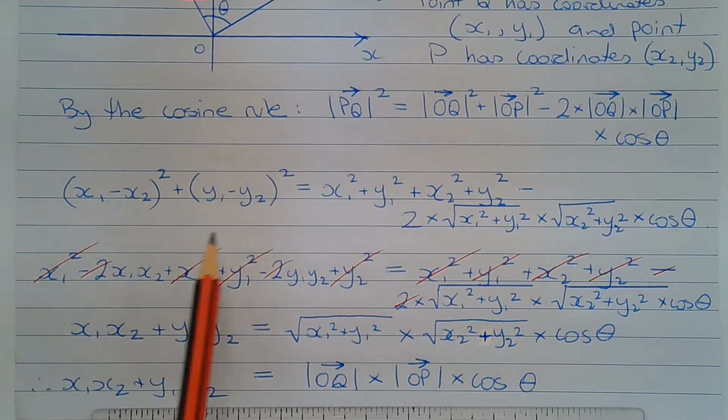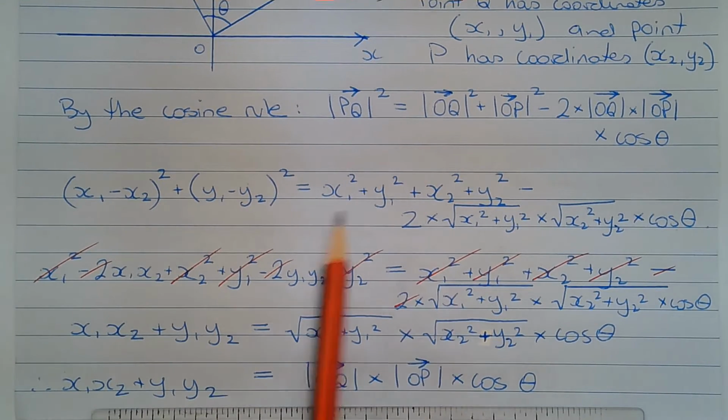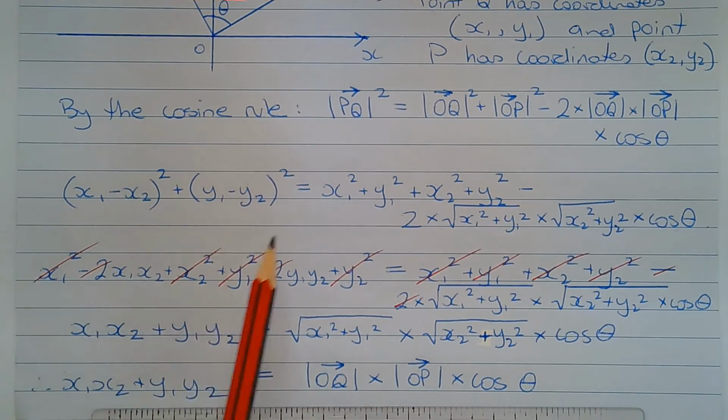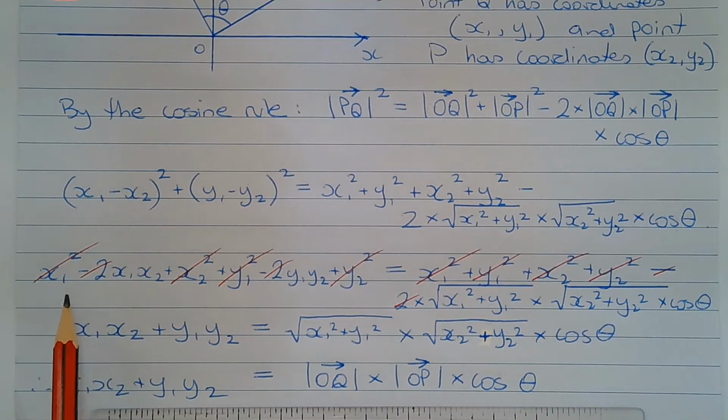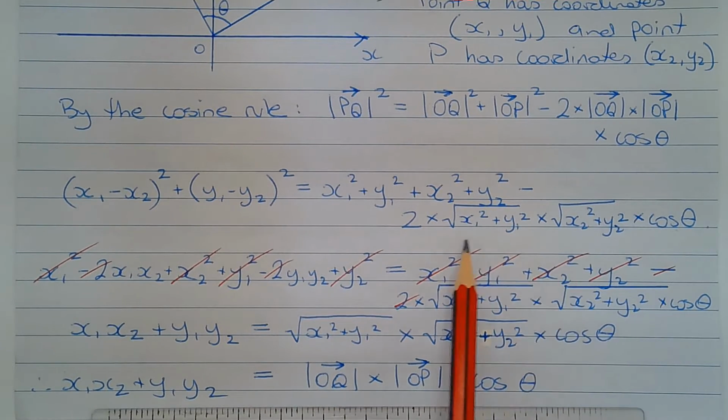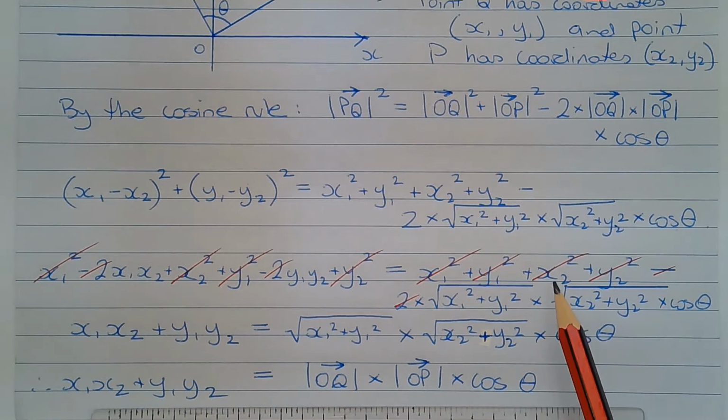Now expanding the brackets on the left-hand side, and there will be some cancellation as well between the left-hand side and the right-hand side. So expanding the left-hand side, we have x1 squared minus 2 x1 x2 plus x2 squared plus y1 squared minus 2 y1 y2 plus y2 squared is equal to all of this. And we can cancel x1 squared from the left-hand side, x1 squared from the right-hand side, x2 squared from the left-hand side, x2 squared from the right-hand side. There's a y1 squared and a y2 squared that can get cancelled as well.